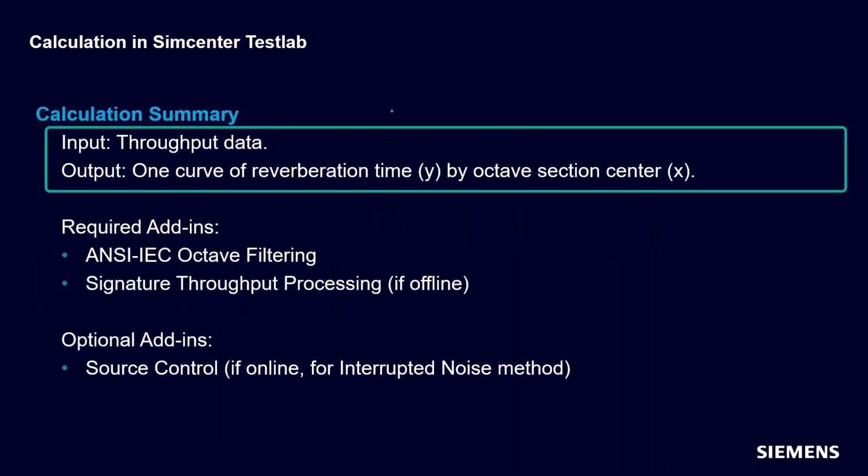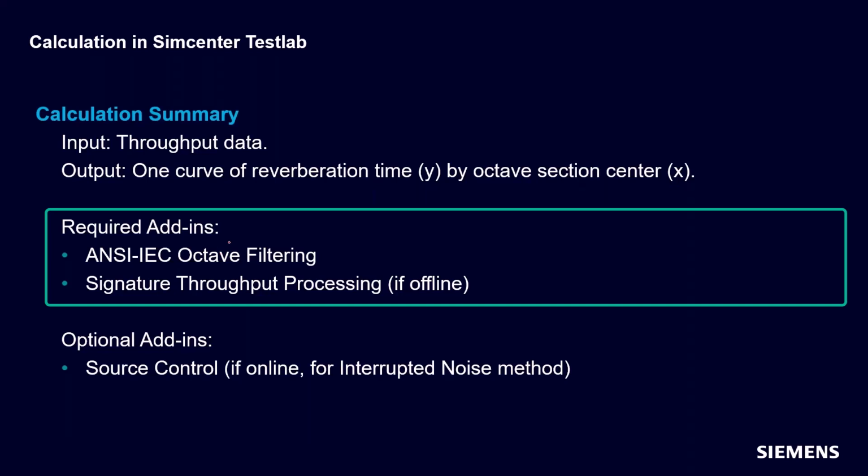A summary of what's needed in the software. As an input to this calculation, we need some time data. And as an output, we get a curve of reverberation time on the y-axis with octave center frequency on the x-axis. And we need a couple of add-ins. We need the ANSI-IEC octave filtering because this is done using octave filters in the time domain rather than through an FFT process. If you're processing this offline, we need signature throughput processing.